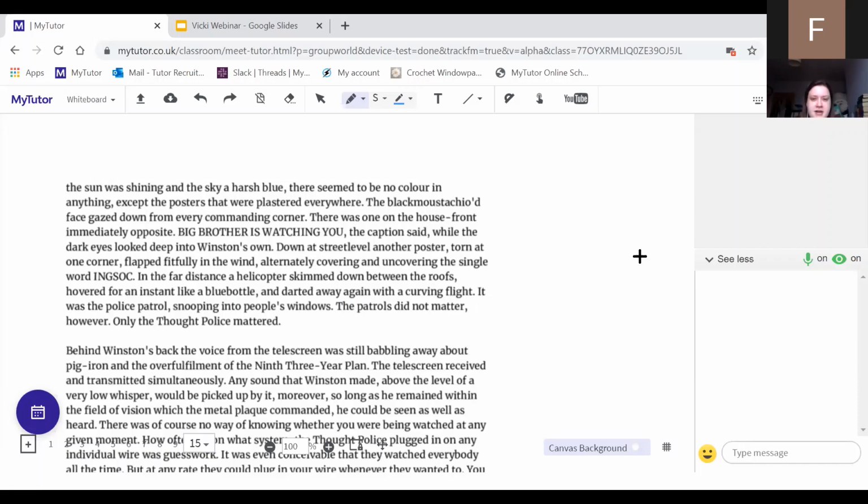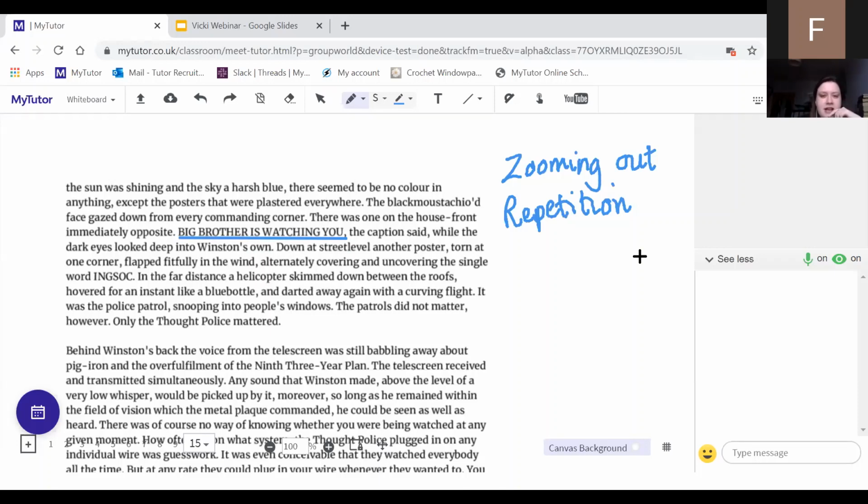So I think already we're starting to look at zooming out, aren't we? We've initially zoomed in and looked at Winston. Now we're looking at the bigger picture of what the world looks like under this rule. Right. The black mustachioed face gazed down from every commanding corner. There was one on the house front immediately opposite. Big Brother is watching you. So again, we've returned to this face which seems to be everywhere. So we've got this repetition that it's inescapable, effectively, I suppose we could say.